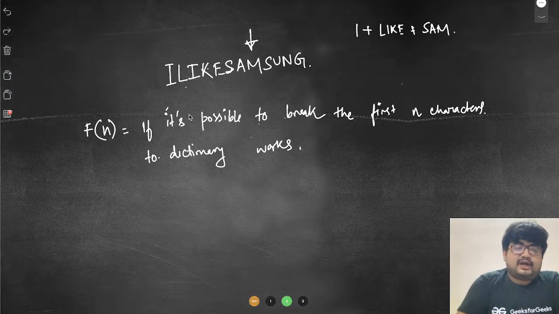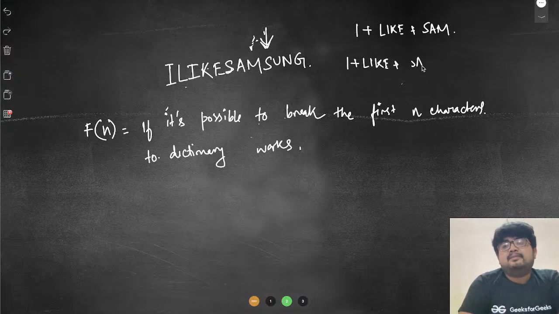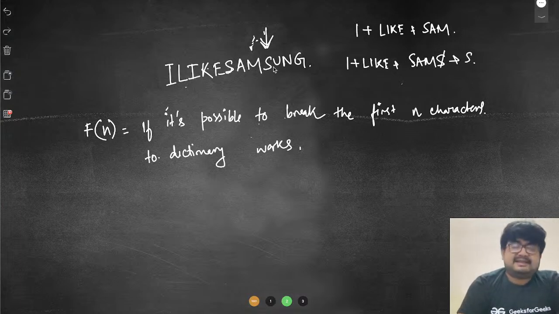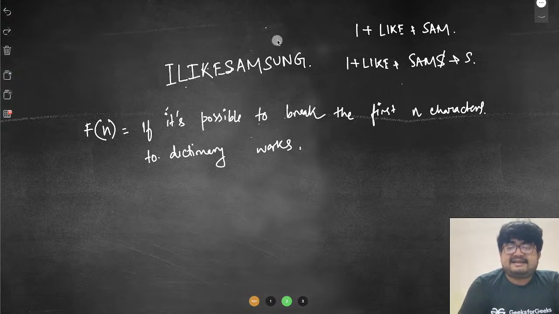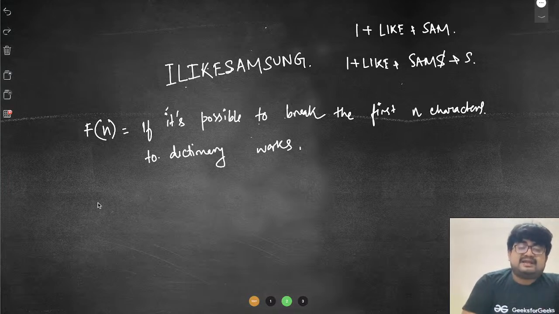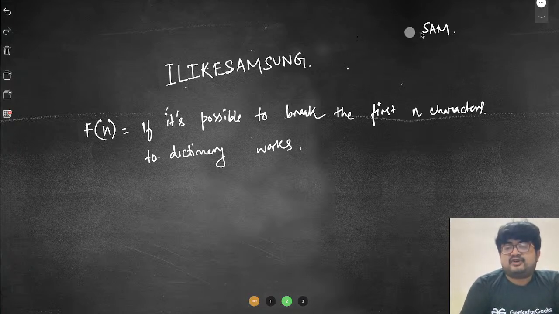Let's say n is not here, n is here. Now is it possible to break it into a set of dictionary words? It is not, because we do have I plus like plus Sam, but we do not have I plus like plus Sams, or Sam plus S or something like that, right? So it is not possible to be broken. So f(n) means: is it possible to break the first n characters into some set of dictionary words? That's what f(n) stands for, right?